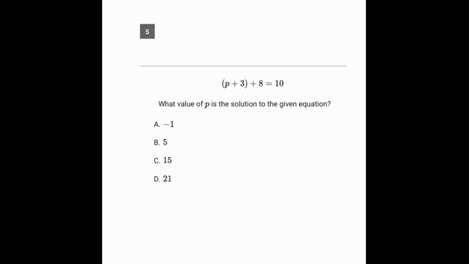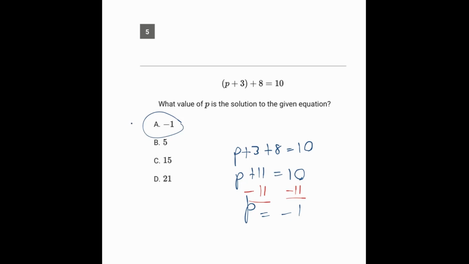To start question number 5, we don't really need these parentheses for anything because there's no number out here or minus sign that needs to be distributed. So let's just get rid of those parentheses to start out. And we'll have P plus 3 plus 8 equals 10. Now you can combine like terms. P plus 11 is 10. And next, what's happening to P? It's being added with 11. So let's do the opposite, which is to subtract 11. And we'll get P is -1, which is answer choice A here.